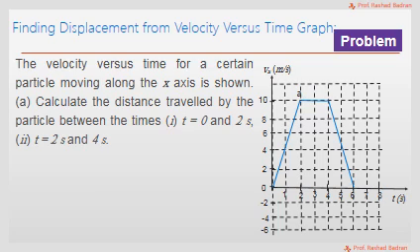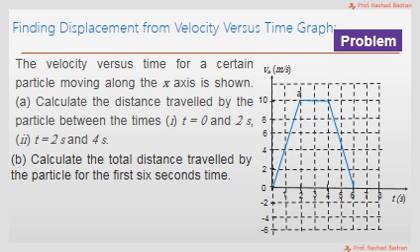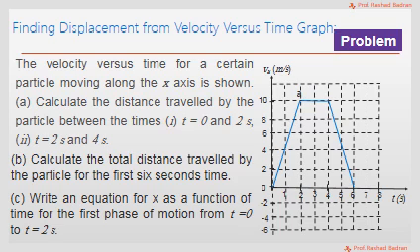It is required to find the magnitude of the displacement, that is, the distance traveled by the particle between the time t equals 0 and 2 seconds at the first interval, and the second interval between 2 and 4 seconds. Also, it's required to find the magnitude of the total displacement, that is the total distance traveled by the particle for the first 6 seconds of its motion.